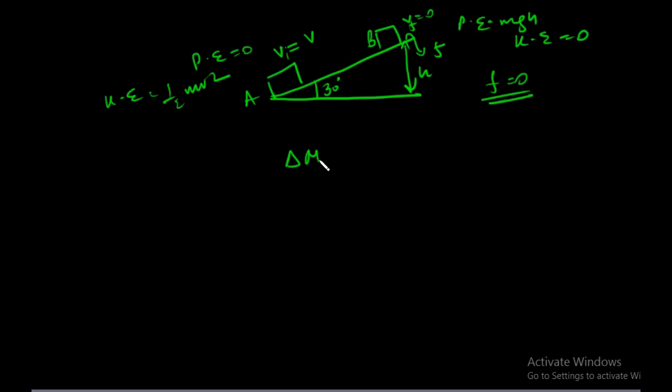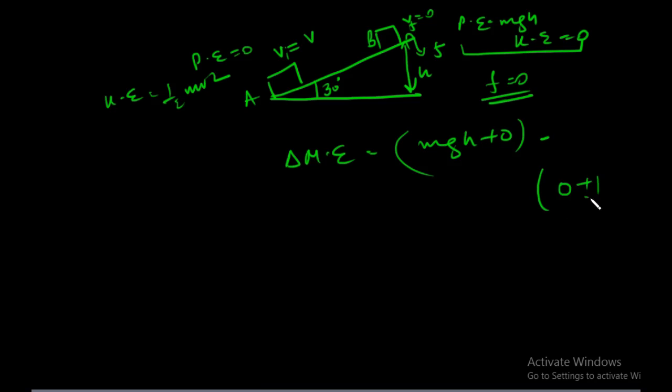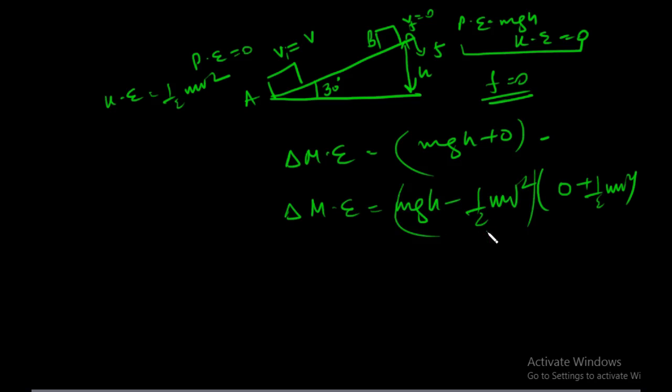So what will be the change in mechanical energy? This would be mgh plus 0, which is the mechanical energy at final point B, minus 0 plus half mv square, right? Delta ME would be equal to mgh minus half mv square. But this would be 0. So delta ME would be 0 if friction was not there.